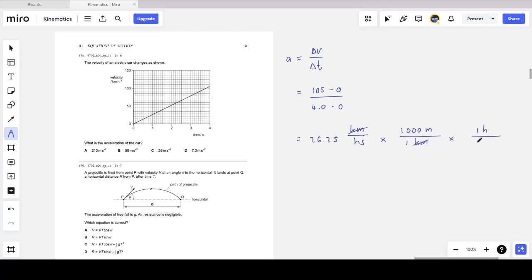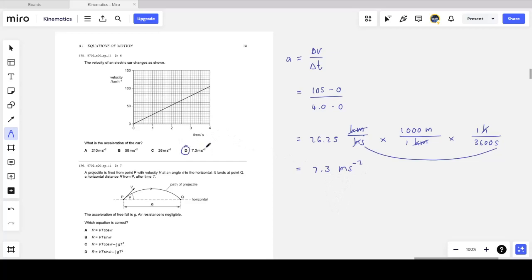How many seconds are there in an hour? 3,600. And so I can get rid of the hour as well. So basically I'm multiplying by 1,000 and dividing by 3,600, or dividing by 3.6. And what I get is that the acceleration will be 26.25 times 1,000 divided by 3,600, 7.3 meters per square second. I have a second here and a second here, so there's 2 seconds in the denominator. That's where I get meters per square second, and this corresponds with option D.